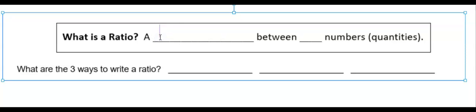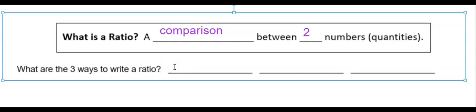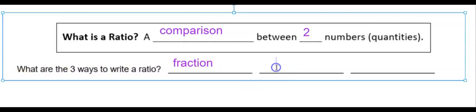So first, we're going to define a ratio. A ratio is basically a comparison between two numbers or quantities. And we have three ways that we can write a ratio. We can write a ratio as a fraction. We can also write a ratio using a colon. And we can also express a ratio just in word form.